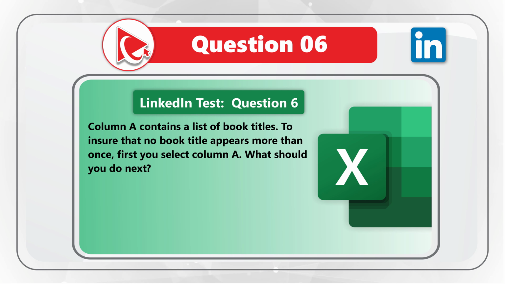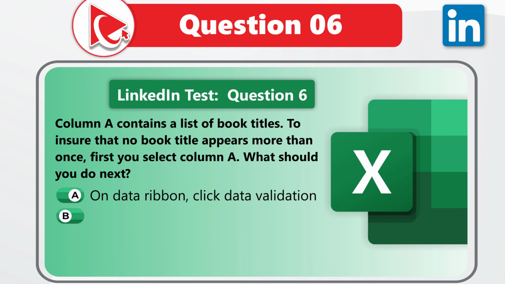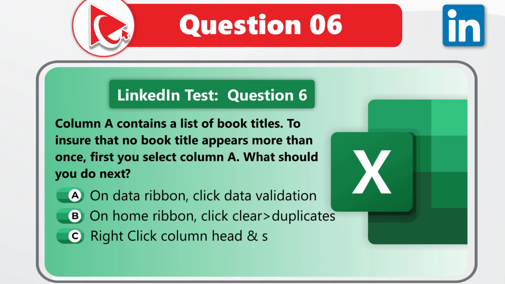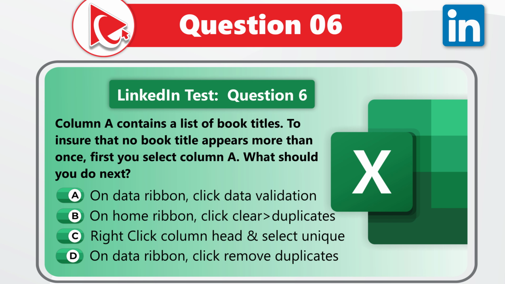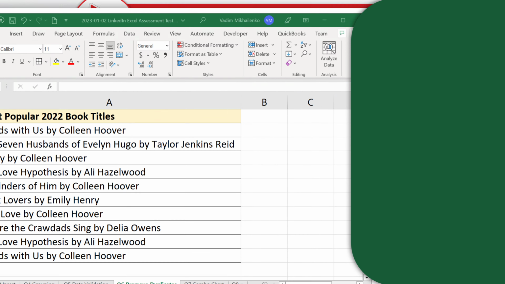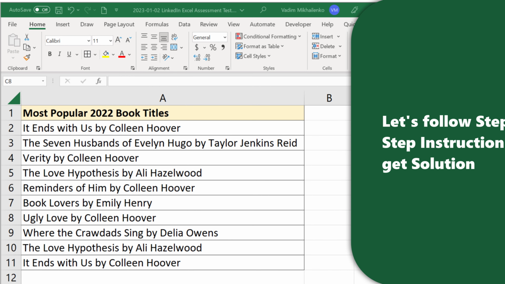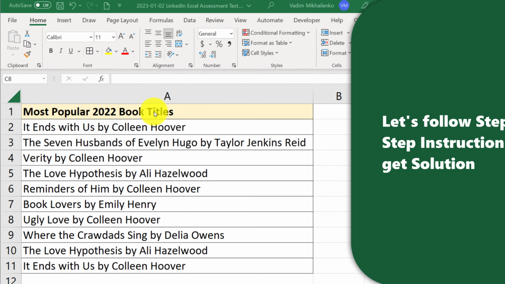Choice A, on the Data ribbon, click Data Validation. Choice B, on the Home ribbon, click Clear Duplicates. Choice C, right-click on the column head and select Unique. And then choice D, on the Data ribbon, click Remove Duplicates. What do you choose? To simulate this scenario in Microsoft Excel, I entered the most popular 2022 book titles.